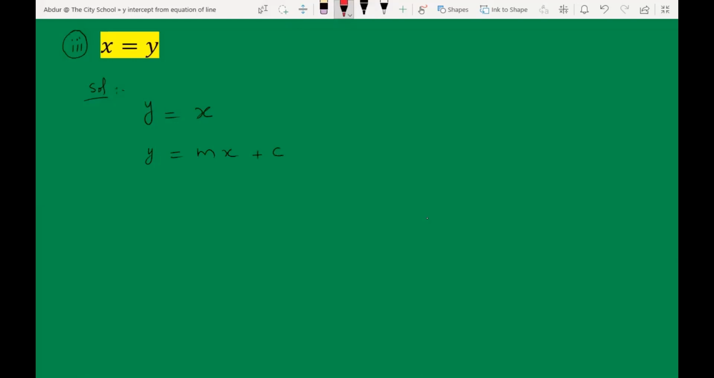And you are observing this, m is 1 and c is 0 here. So you can say the y-intercept is 0, and the gradient m equals 1. This is our answer for part 3.